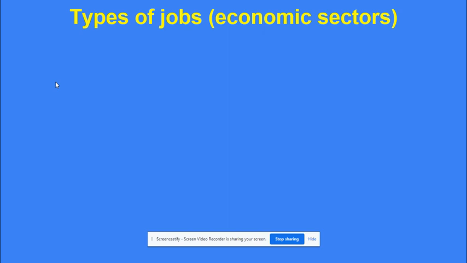So here we go. Economic sectors, types of jobs. First one is the primary sector. The primary sector is involved in raw material extraction. So this is any type of job that is involved with working with raw materials or natural goods, natural resources. This could be things like farming. This could be things like mining, things like fishing or forestry, drilling for oil, any type of raw materials that you can think of.